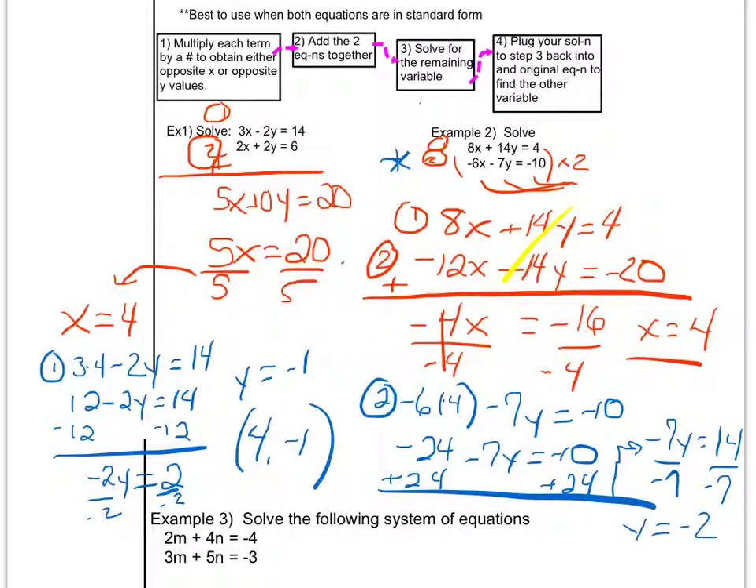So my solution for example 2 is the point, just writing it up here because I don't have a lot of space, 4 comma negative 2. Therefore, these two equations intersect at 4, negative 2. And the point 4, negative 2, remember what it means to be a solution, would work for both of these equations. I can always check my work by taking my answer and plugging 4 back in for x, negative 2 back in for y, and making sure it truly does give me 4, and making sure to do that with both equations.